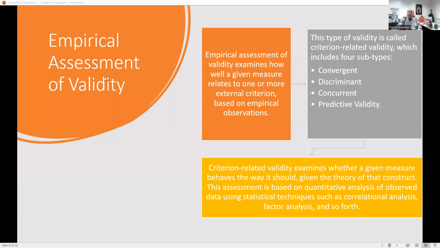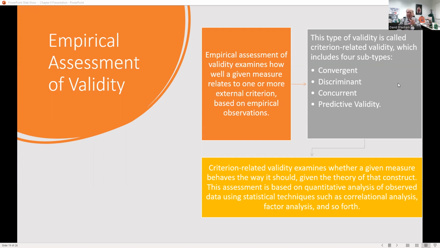So empirical assessment of validity, that orange box that we have there, examines how well a given measure relates to one or more external criteria based on empirical observations. And so if you go from there to the arrow that goes to the gray box, this type of validity is called criterion-related validity, which includes 4 subtypes: convergent validity, discriminant validity, concurrent validity, and predictive validity. So we'll cover all 4 of these.